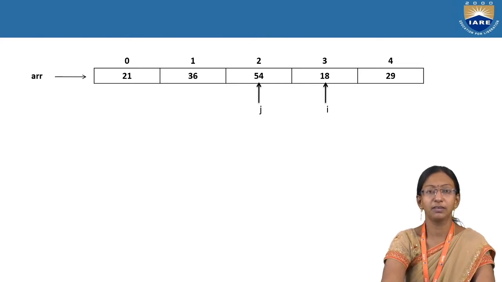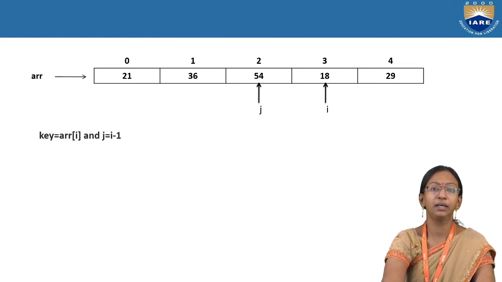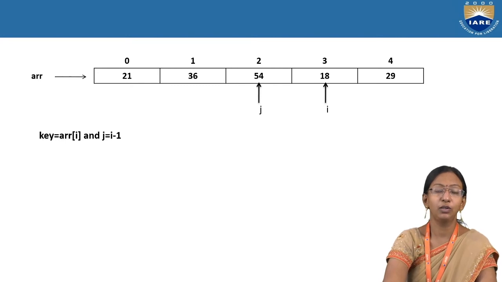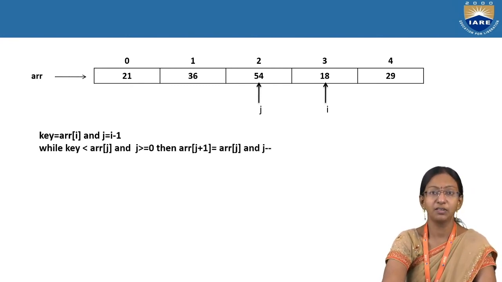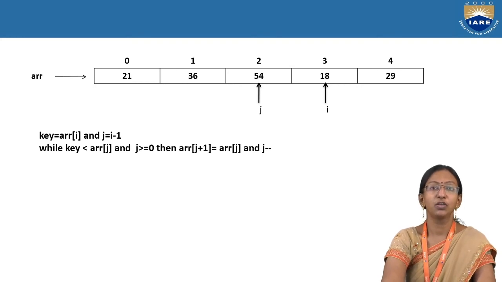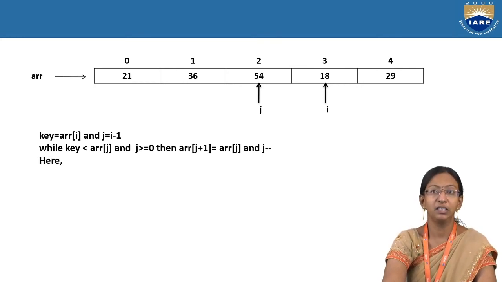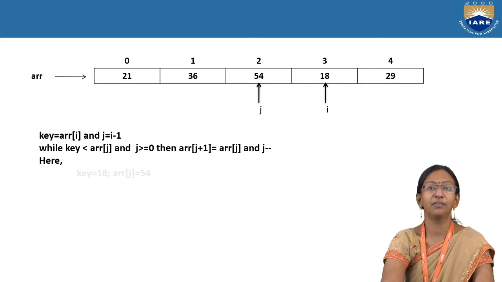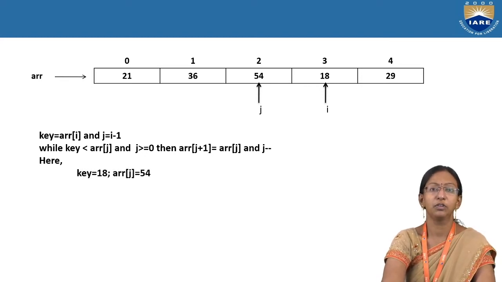Again, the process starts. J will be getting an index value 1 less than I, which is 2. And key will be holding a value pointed by I, which is 18. So again, the process starts. Check the conditions. So here the key value is 18 and J is pointing to a value 54. So is 18 less than 54?